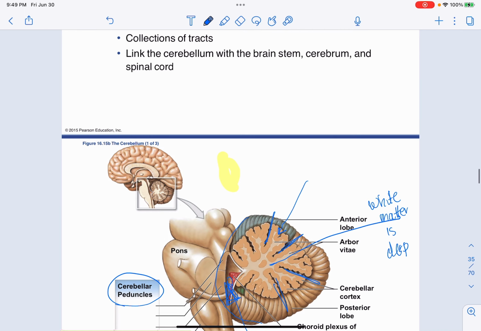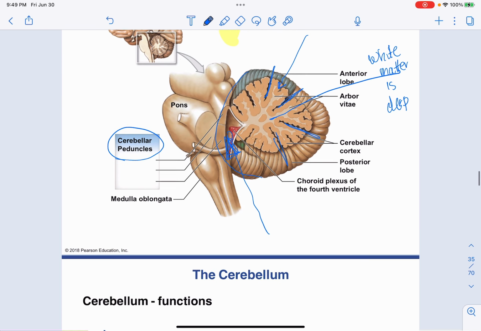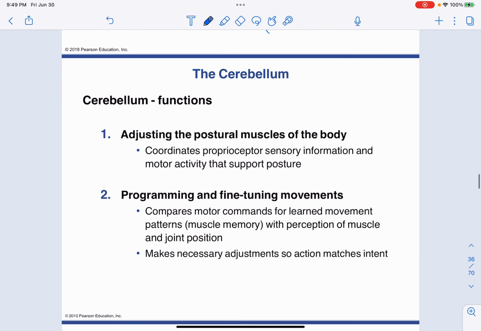All right, we are now moving on to the, oh wait, I need to talk about the functions of the cerebellum. This is actually pretty important. All right, so what does the cerebellum do? There are two dominant functions that the cerebellum has. One has to do with postural muscles of the body. And so there's something called a proprioceptor.